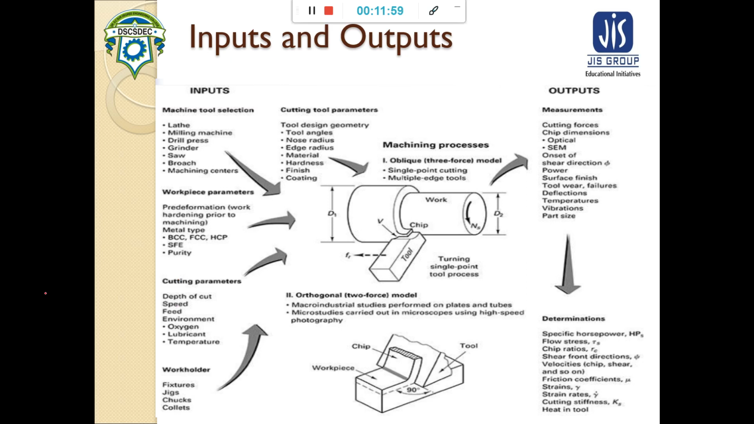So what are the inputs? First, the machine tool is an input. Work parameters, cutting parameters such as depth of cut, speed, feed, cooling condition, etc. Work holder, everything. Then cutting tool parameters, that is cutting tool geometry, etc. Next, machining process. What machining process are we using? These are all the inputs.